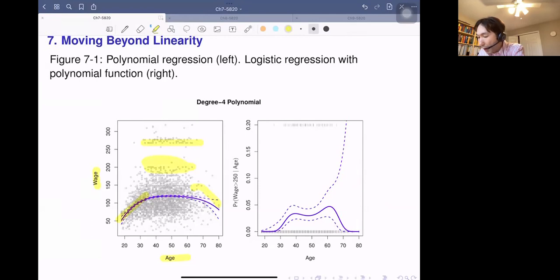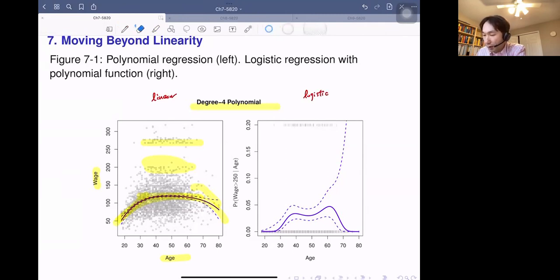And this pattern does not look linear. As age increases, we should have an arch-shaped fitted line. So probably it's good to at least add a quadratic term, in addition to the linear term. And actually, this fits a fourth degree polynomial to capture a slightly more complicated pattern. We have some plateau here, so maybe the quadratic curve isn't enough to describe this. This is linear regression, and this is logistic regression.